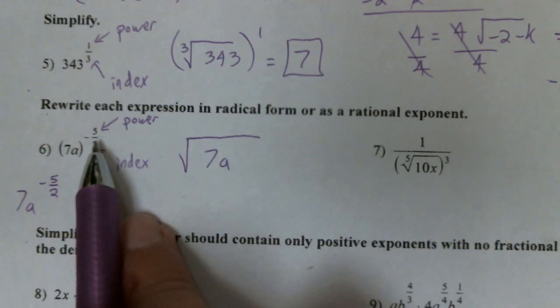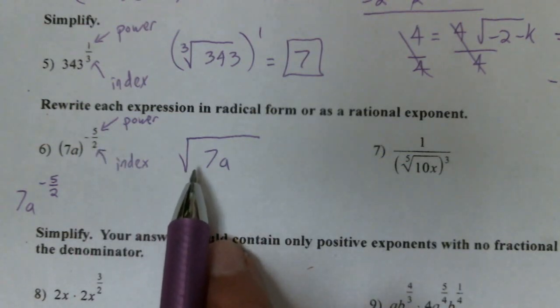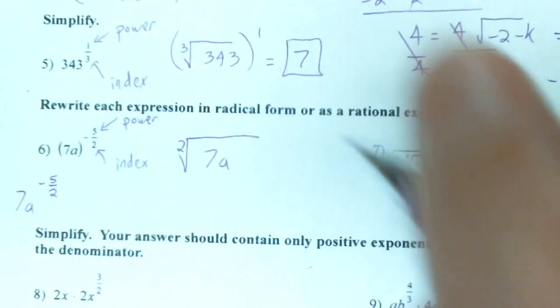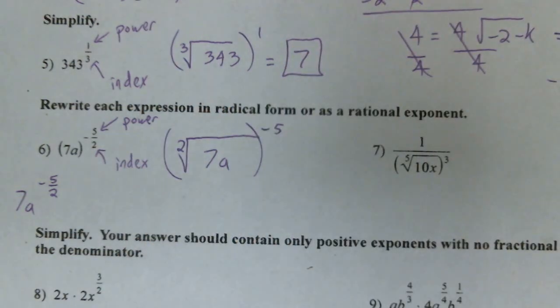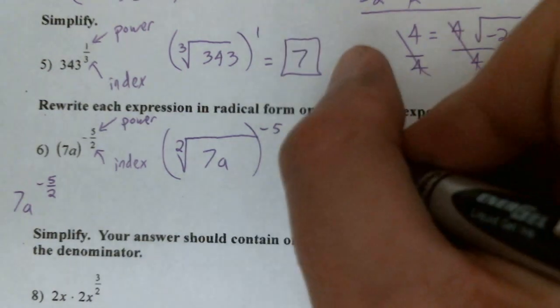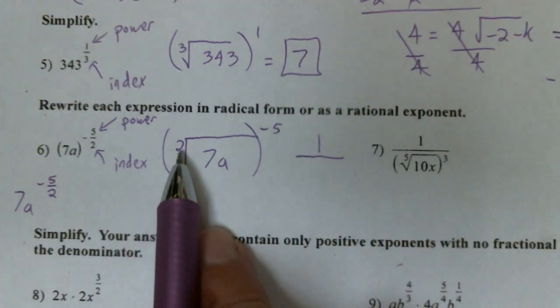And my power is 5, okay, but it's a negative 5. And my index is 2. So this will be the second root of all of this raised to the negative 5. But since it's a negative exponent, I've got to put this on the bottom. Okay, so this is going to be 1 over, and I don't need to write the second root.